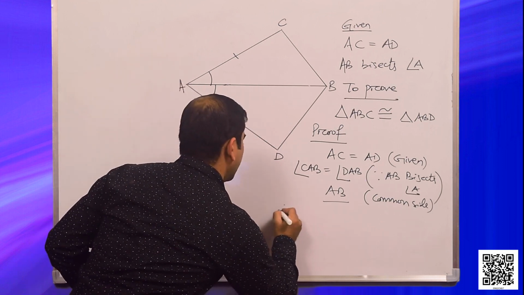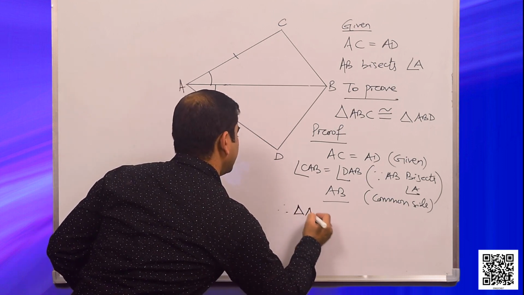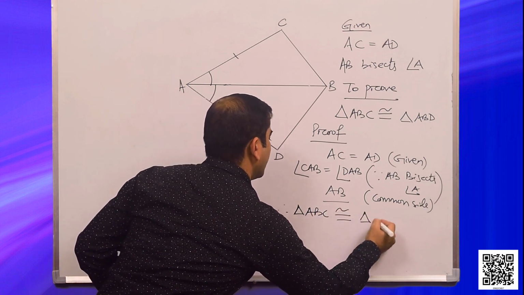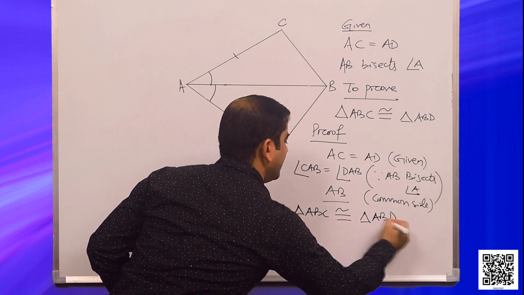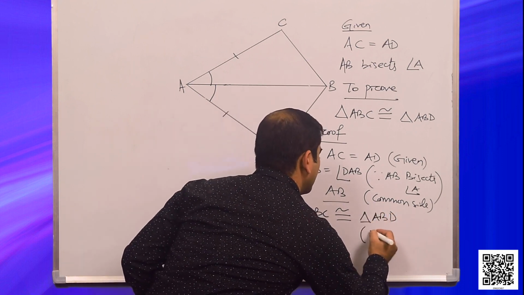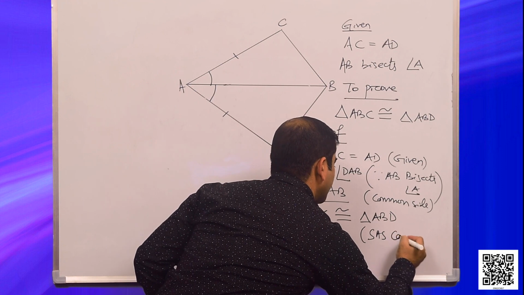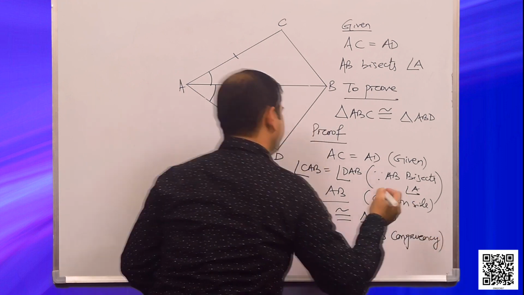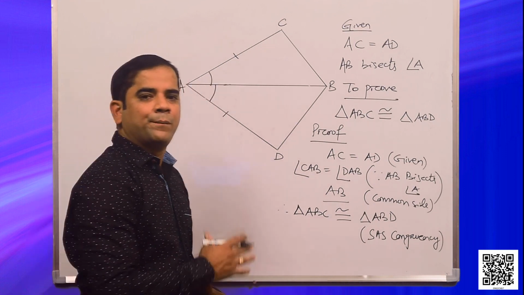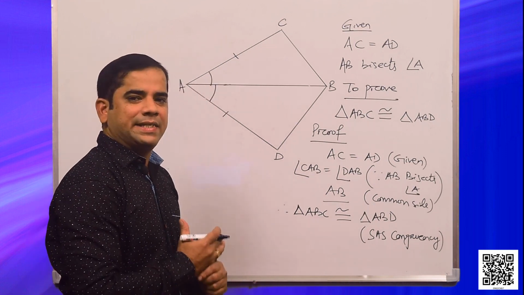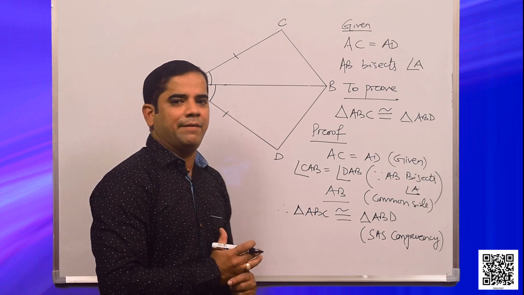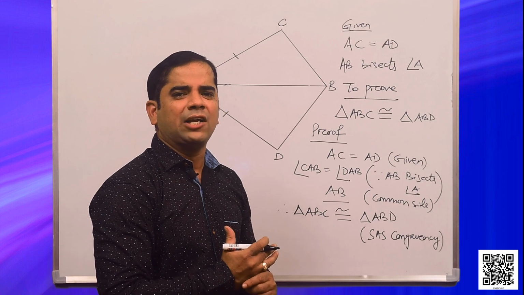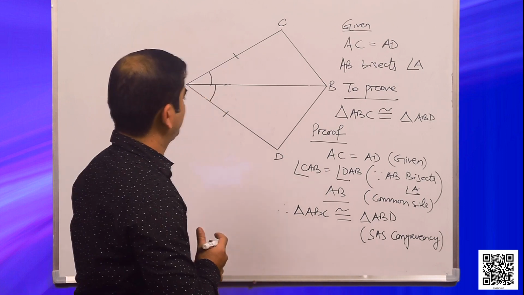So we can say that triangle ABC is congruent to triangle ABD. Why? That is because of SAS congruency. Fine. So we have proved that triangle ABC is congruent to triangle ABD. What else does the question ask? It asks, what can you say about BC and BD?